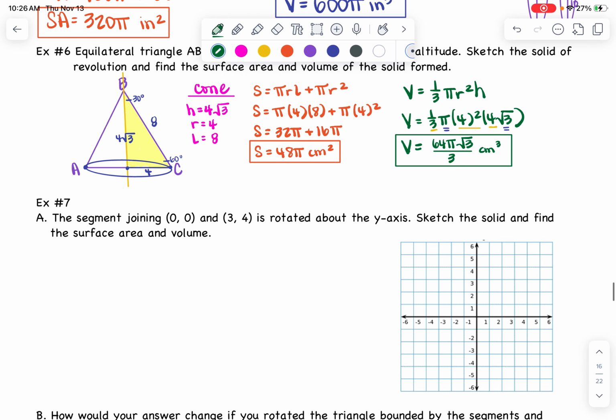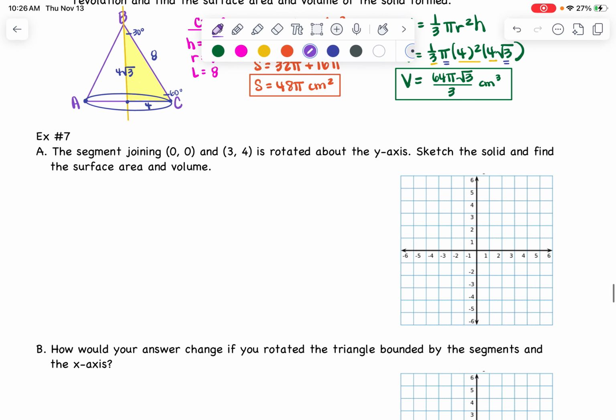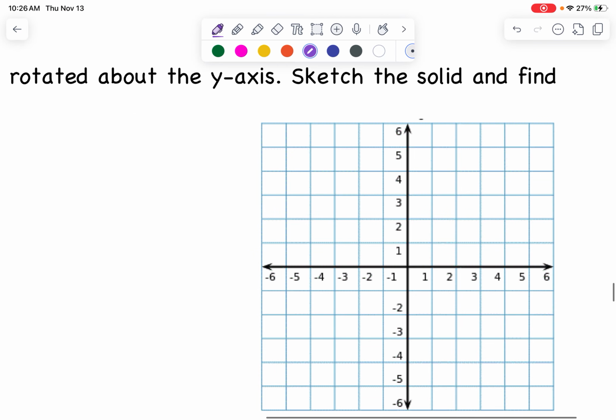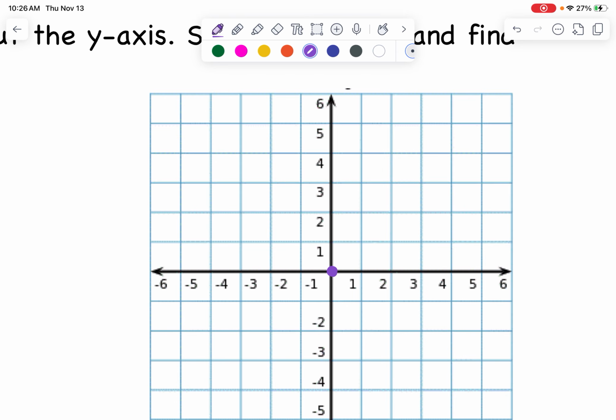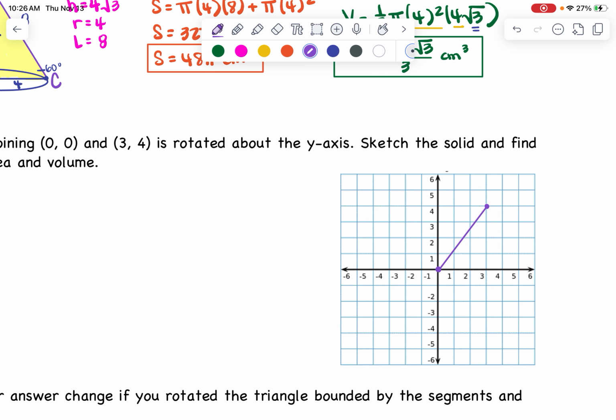So number 7, this one we are going to be working with a graph. It says the segment joining 0, 0 and 3, 4 is rotated about the y-axis. So here's my axis of rotation, the y-axis. So we're taking this segment and we're spinning it around.